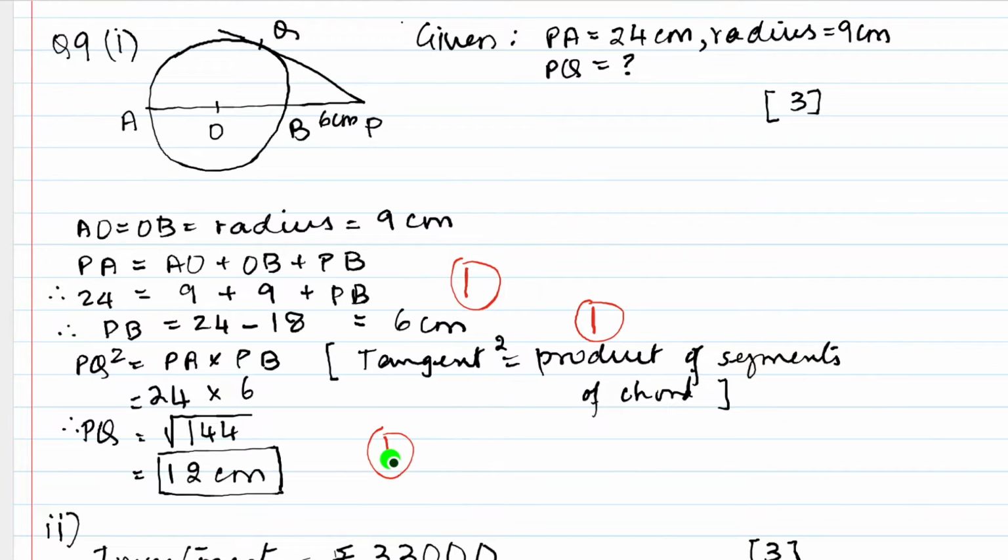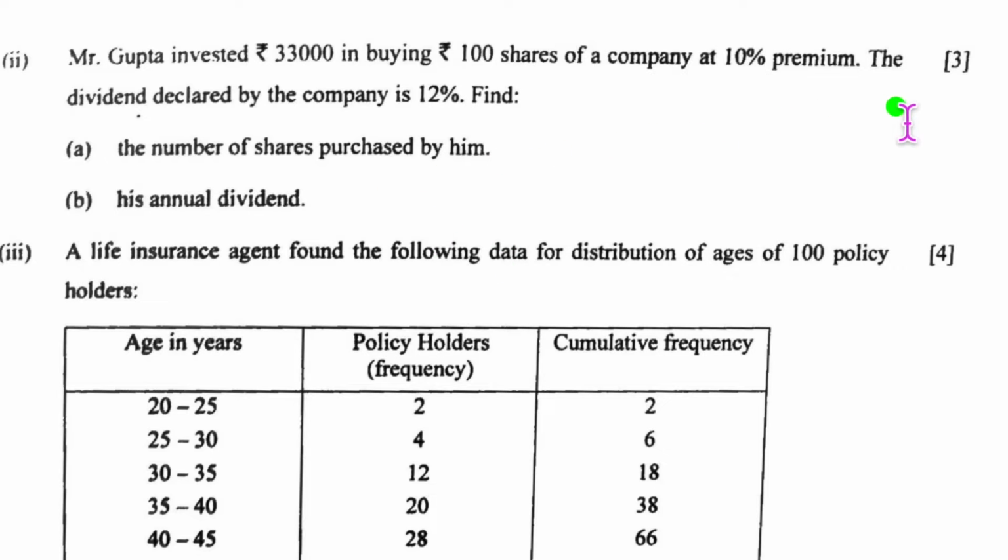Let us look at question 9, second part. It's a question on shares and dividends, again for 3 marks. Mr. Gupta invested 33,000 in buying 100 rupees shares of a company at 10% premium. The dividend declared by the company is 12%. Find A, the number of shares purchased by him, and B, his annual dividend.